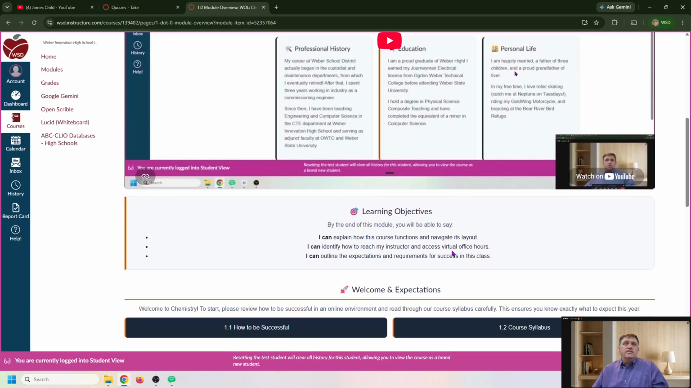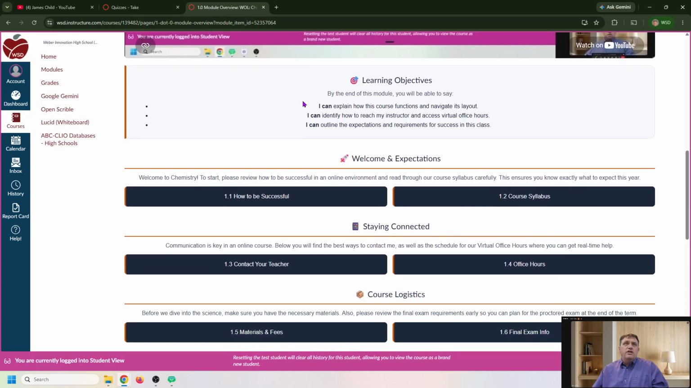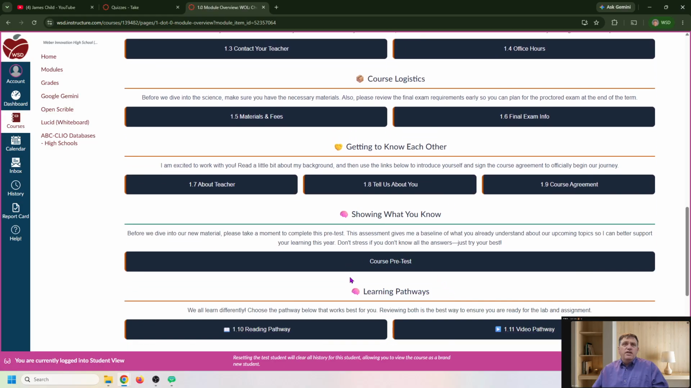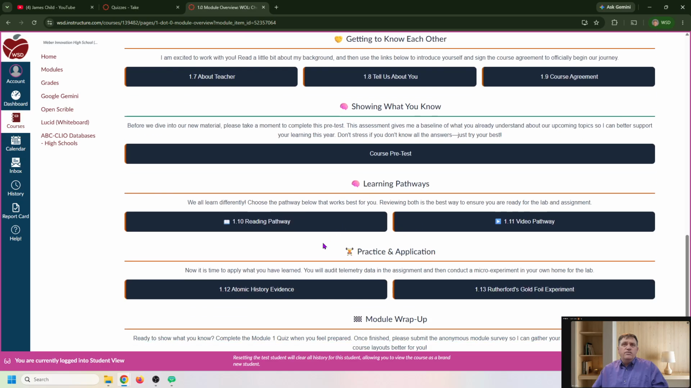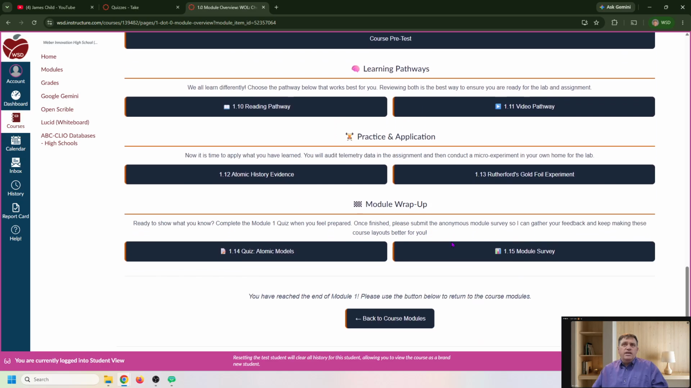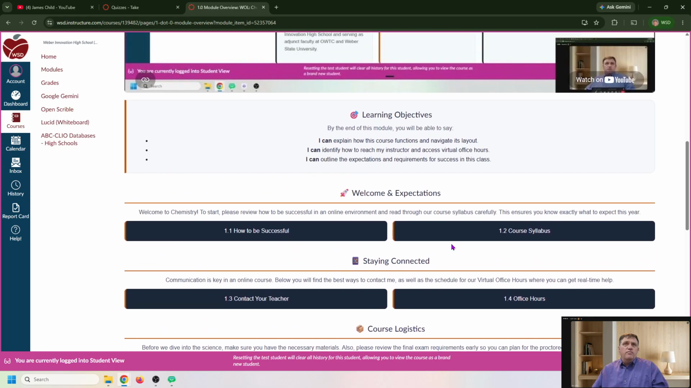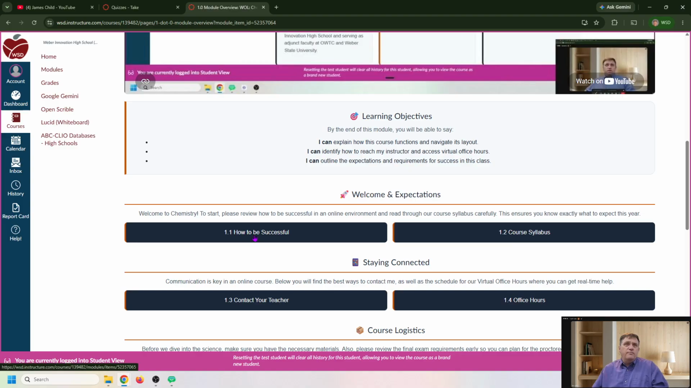All right, here in getting started, these are our learning objectives. And each of these buttons here will take you to any of these pages that you would like. There is a pretest for this, and then we do have our first assignment right off the bat here. Okay, so let's jump into how to be successful.